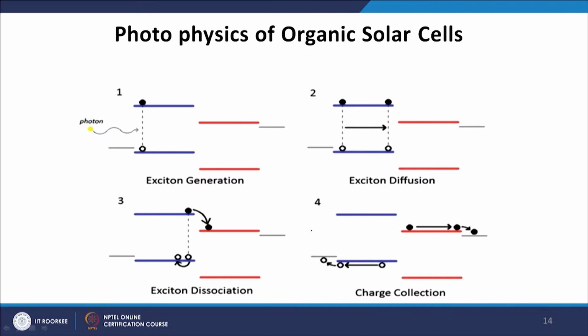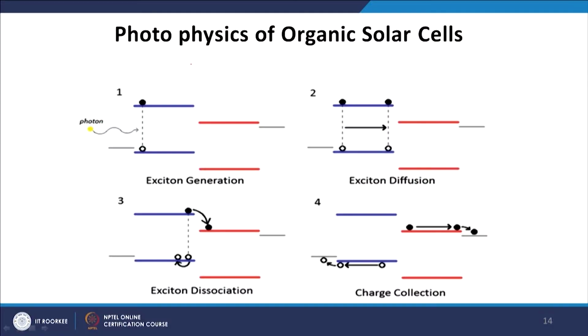The next thing is the photophysics of organic solar cells. Now, the efficiency of an organic solar cell, or for that matter any kind of solar cell, is a product function. So, what we mean by the product function: if we call the probability of efficiency PE, that is the product of exciton generation times exciton diffusion times exciton dissociation times charge collection. So, there are 4 different processes which happen right from the light absorption.